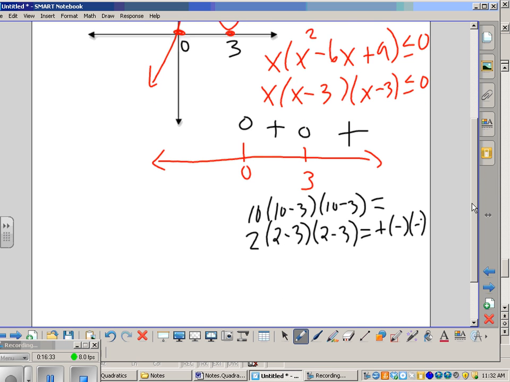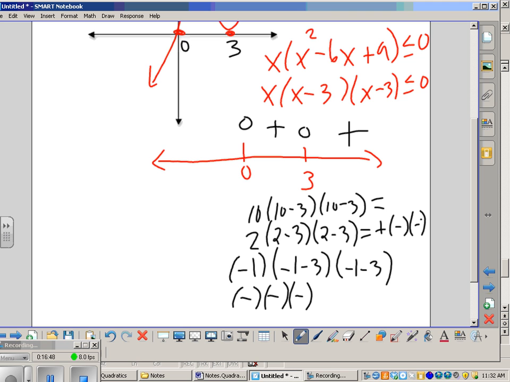And let's test one more, negative 1. So this is going to be a negative, a negative, and a negative. 3 negatives are negative. That means the graph less than 0 is negative.